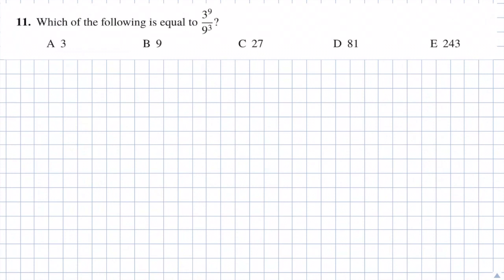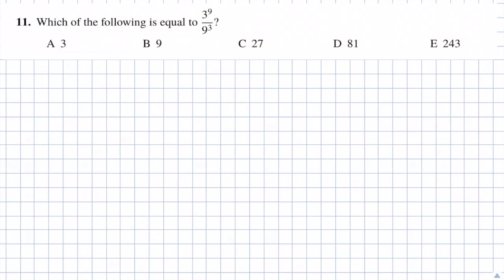Today we're looking at the 2019 Intermediate Maths Challenge, questions 11 to 20. Question 11, which of the following is equal to 3 to the power 9 divided by 9 cubed? We got answers as A is 3, B is 9, C is 27, D is 81, or E is 243.